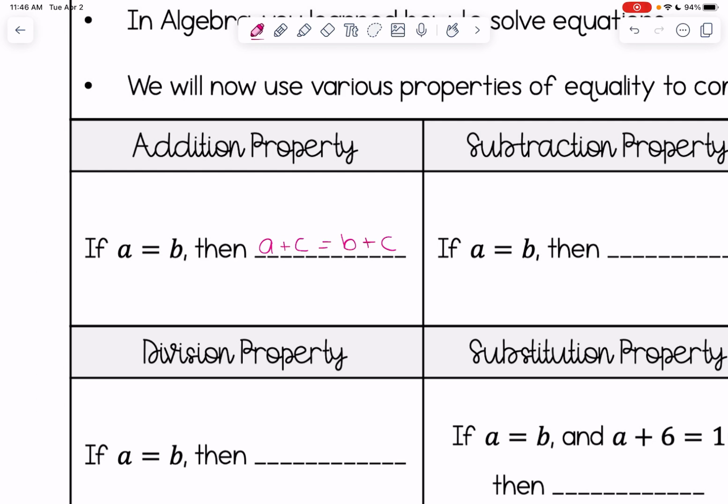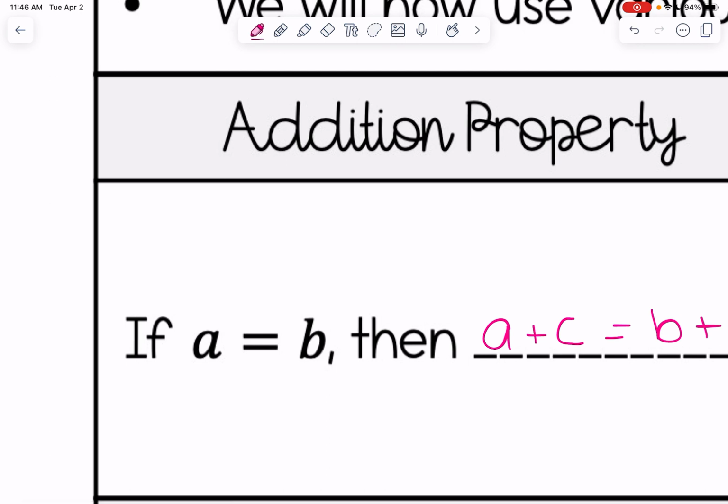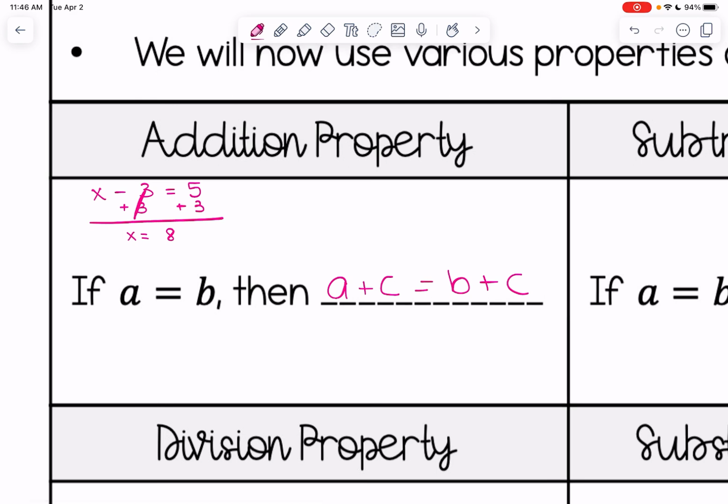Just to show you a quick example, we're going to look at a lot of examples too, but just to show you a very quick one. If you had x minus 3 equals 5 as an equation, you learned in algebra that you could add the same value to both sides of the equation in order to isolate the variable. That's basically using the addition property because you added the same thing to both sides. That's all we're doing here. We're adding the same thing to both sides of the equation.